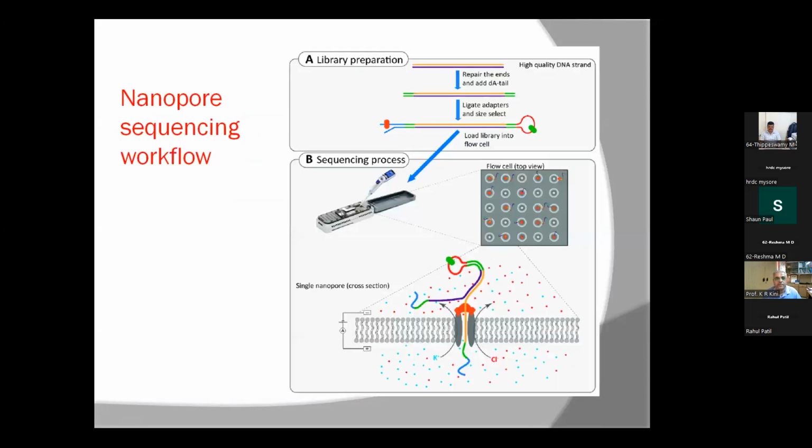base calling. So you have a library preparation. This is the workflow. Prepare the ends, add the adapters, ligate the adapters, size select, and then you load it into a flow cell. And this is the flow cell. This is the top view. Each one will contain a particular piece of DNA, and each one is a pore, and it is measured. So like that, this is a single nanopore cross section, and the DNA will be threaded through that, and it is read.